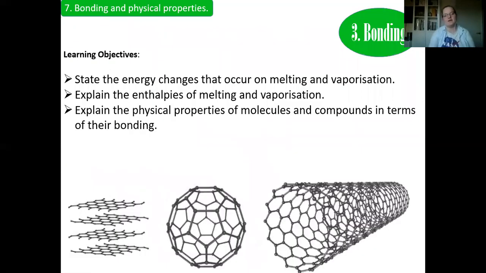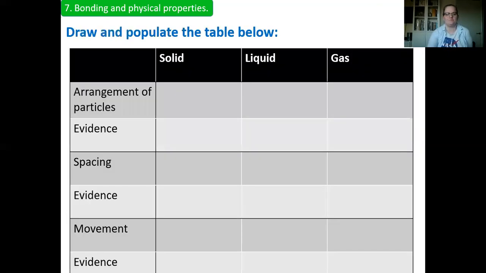Okay, so bonding and physical properties. We're going to have a look at the physical properties of lots of these giant structures. So we're going to state the energy changes that occur on melting and vaporization, explain the enthalpies of melting and vaporization, and then explore the physical properties of molecules and compounds in terms of their bonding.